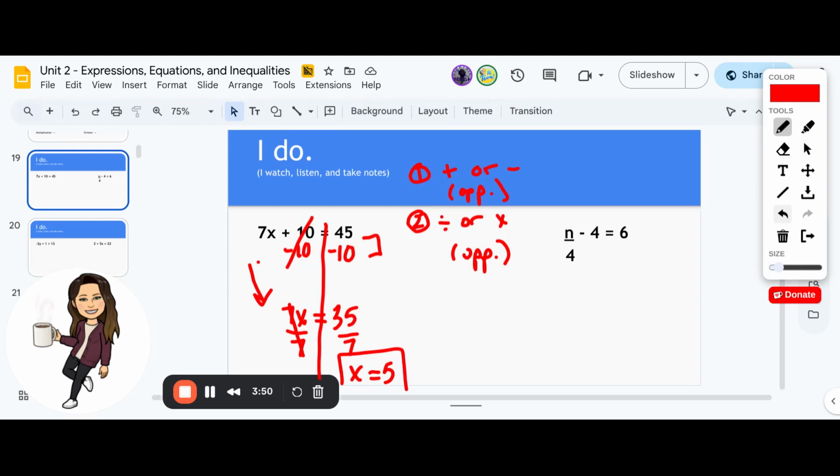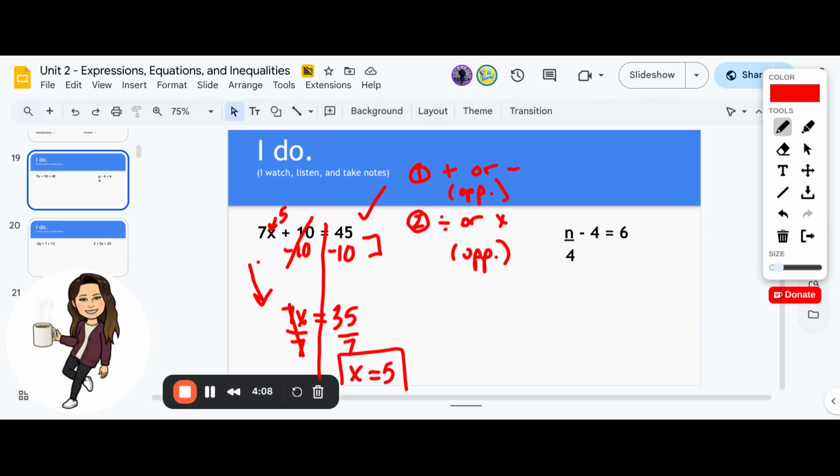The best part about equations is that you can double check and know that you are right. So if you're saying x is 5, plug it in. Plug a 5 in. Side by side means multiply. So 7 times 5 is 35. Add your 10. That's going to give you the 45.